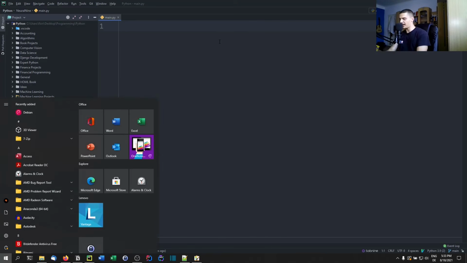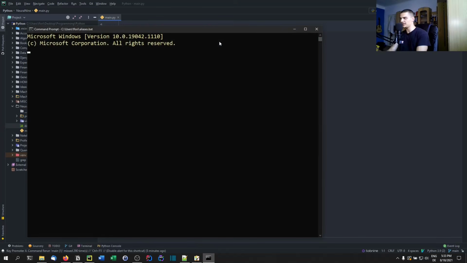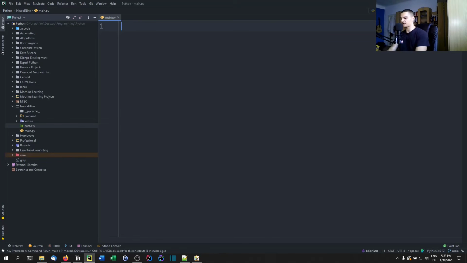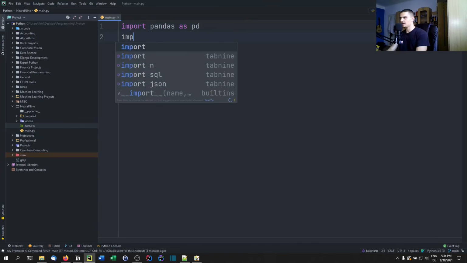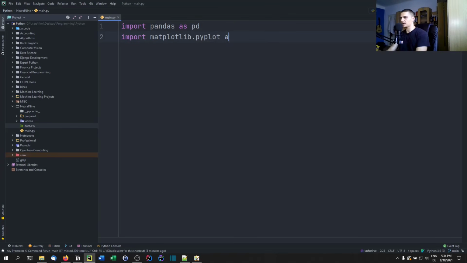But if you don't have pandas and matplotlib, go to cmd and say pip install pandas and pip install matplotlib, like that. And once you have that, you can just go ahead and say import pandas as pd and import matplotlib.pyplot as plt. Now what you're going to need is some sort of data set.